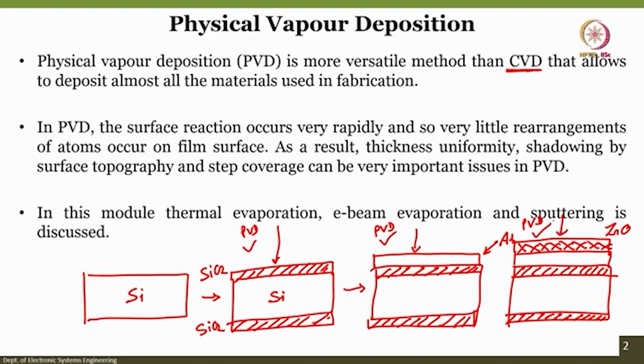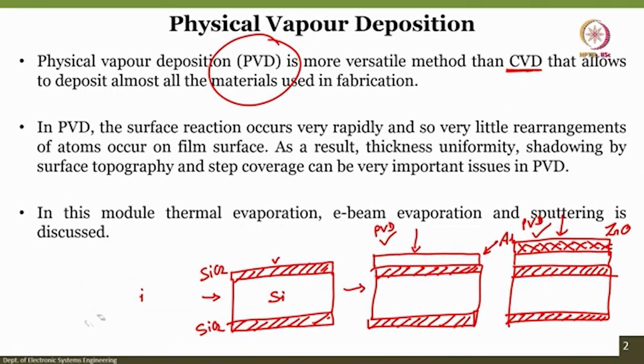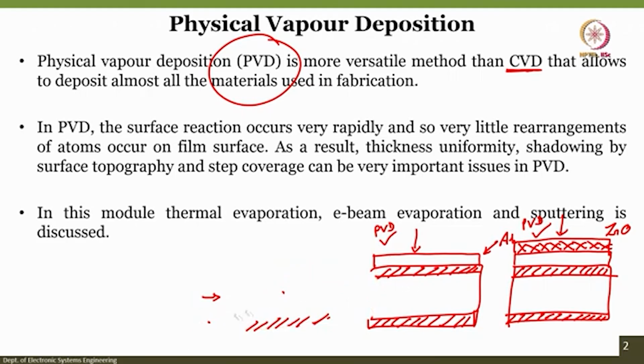Yes. You see the versatility: you can deposit insulators, metals, semiconductors, and semiconducting oxides on the silicon wafer with the help of PVD. Thus PVD is a technique by which we can deposit almost all the materials that are used in fabrication. So, let me just rub it around.